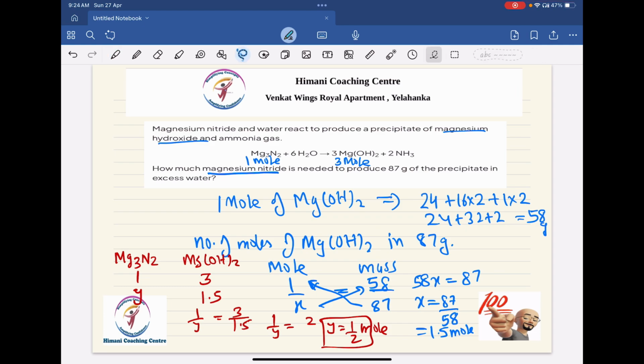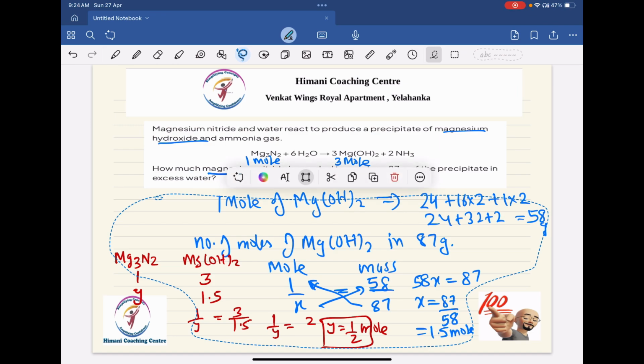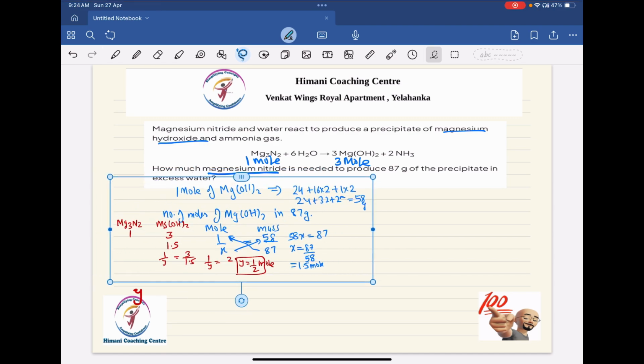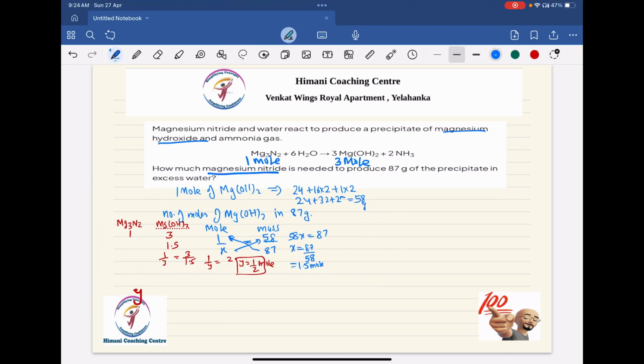So let us make some space here and solve this question. Now we know that for Mg3N2, 1 mole mass would be what? So Mg3, so 24 times 3, plus the mass of nitrogen, which is 14 times 2. So you have 72 plus 28, which is 100.